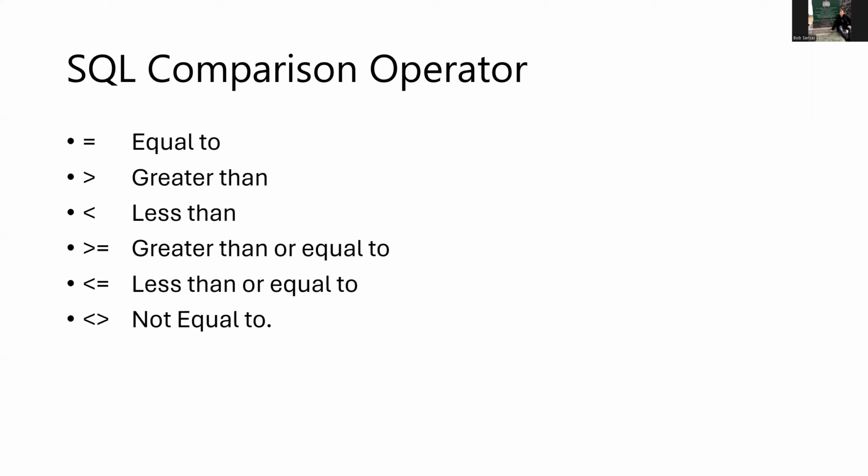We're going to start with the SQL comparison operators. So comparison, you have a number of options here. Equal is equal to, greater than is greater than, the less than sign is less than. Then the right angle equal sign is greater than or equal to, and the left angle equal is less than or equal to, and the two angle brackets together means not equal to. So let's take a look at some examples here.